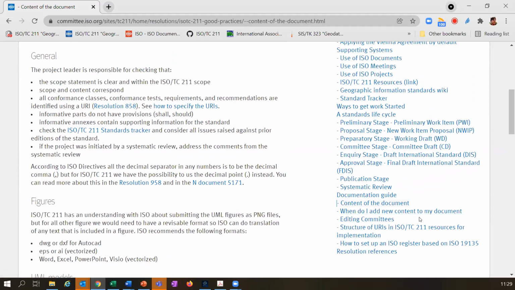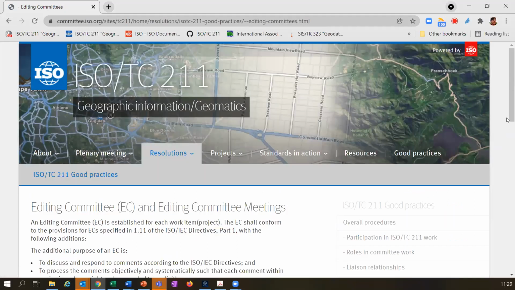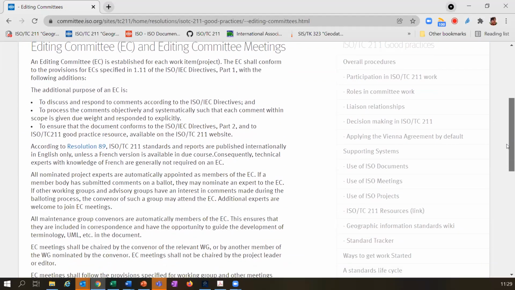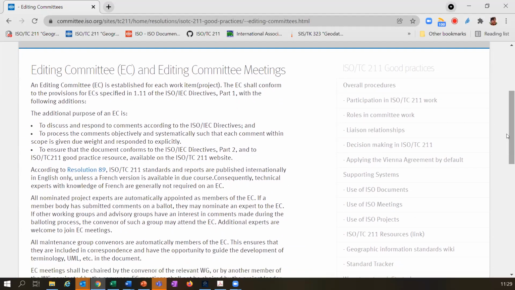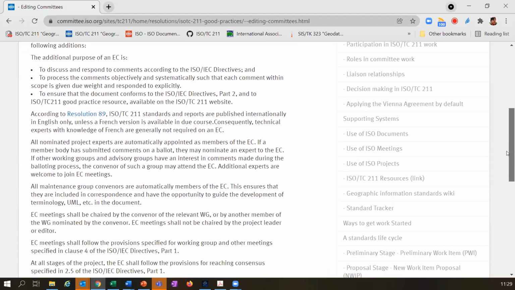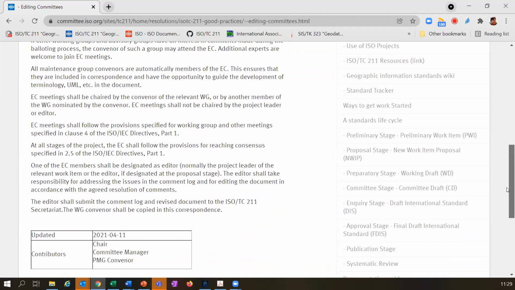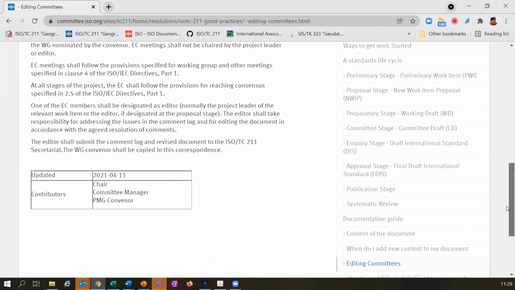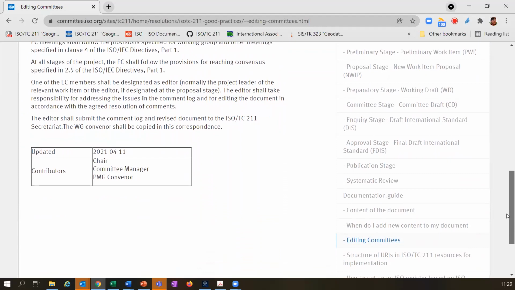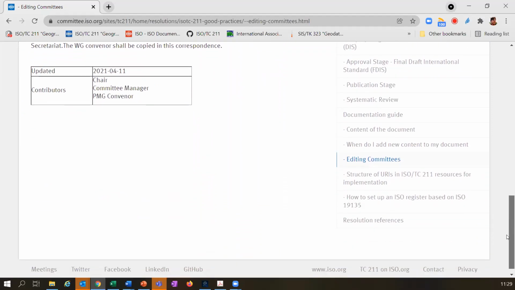A little bit more: editing committees is also one of the questions, of who is part of an editing committee, who takes decisions, and what decisions are made. We have a few resolutions talking about this, and we do have the editing committee meetings after the CD ballot and the DIS ballot, and you can read a little bit more about that here as well.